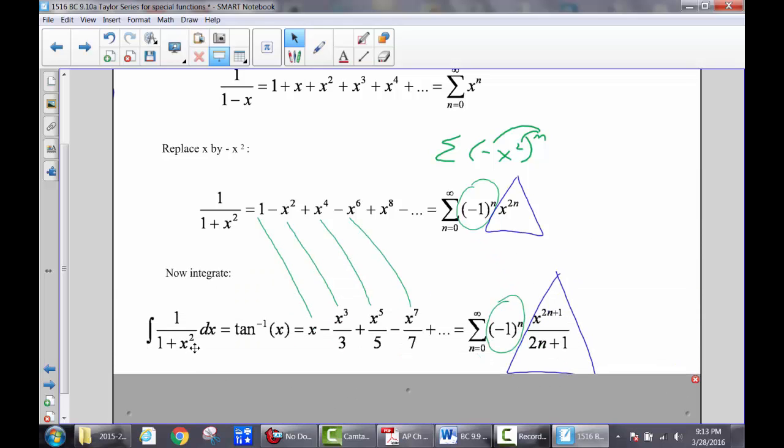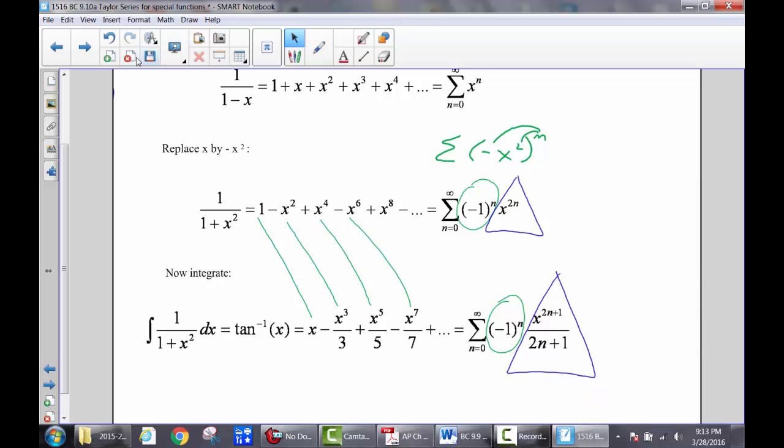So when you integrate 1 over 1 plus x squared dx, you get arctan x. When you integrate term by term, negative 1 to the n is unaffected. It's just a constant. X to the 2n is integrated to become x to the 2n plus 1 all over 2n plus 1.